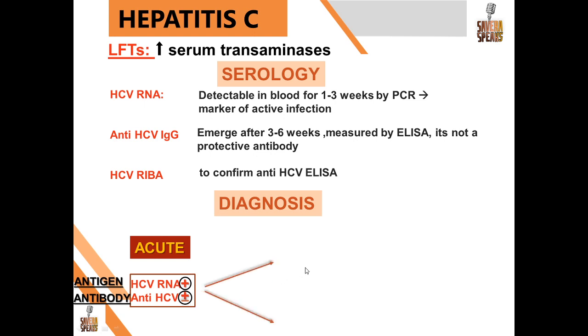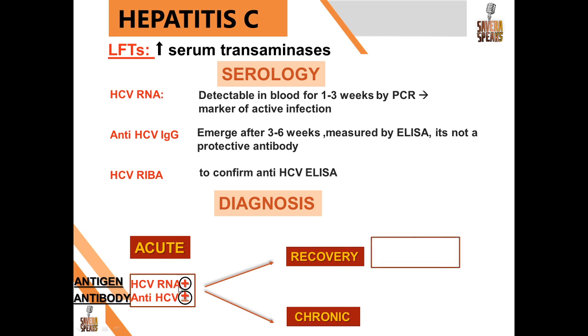Now the disease either will be cured or will progress towards a chronic stage. If the disease is cured, that means HCV RNA will be negative, and this anti-HCV, again, it's not specific, so it can be positive or it may not be. But in chronic disease, now here is an interesting thing, that in chronic disease, HCV RNA is also positive and anti-HCV is also positive. So these both are positive in chronic HCV.